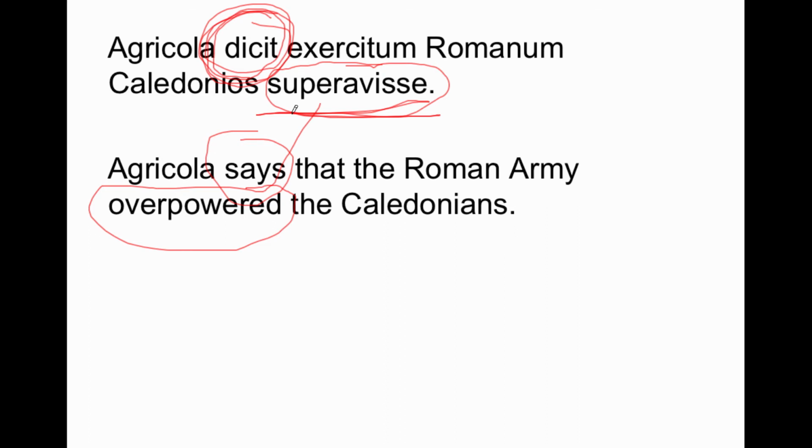So keep in mind, again, in an indirect statement construction, the subject of that infinitive is itself accusative. Exercitum Romanum is accusative, but it's the subject of the infinitive. Caledonios, this os ending, that's the accusative plural. That is the object of the infinitive.